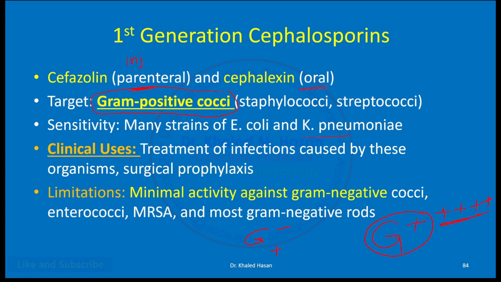So the first generation mainly covers the gram-positive cocci, such as the staphylococci, streptococci, E. coli, Klebsiella. Clinical use: this medication is used during surgery as surgical prophylaxis. This medication does not show high activity against the gram-negative cocci. As you can see here, one plus only when you talk about gram-negative. So this group of medication is again effective against the gram-positive cocci. Examples: cefazolin and cephalexin.